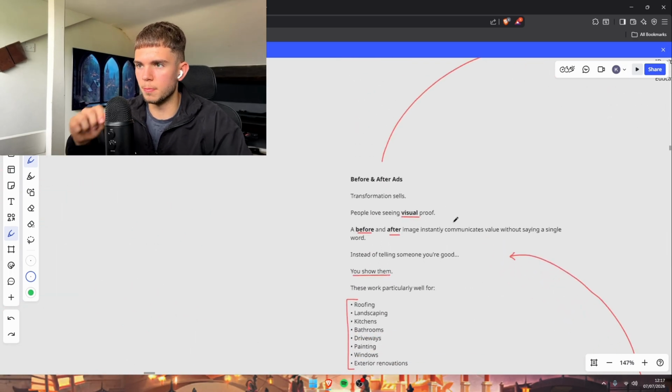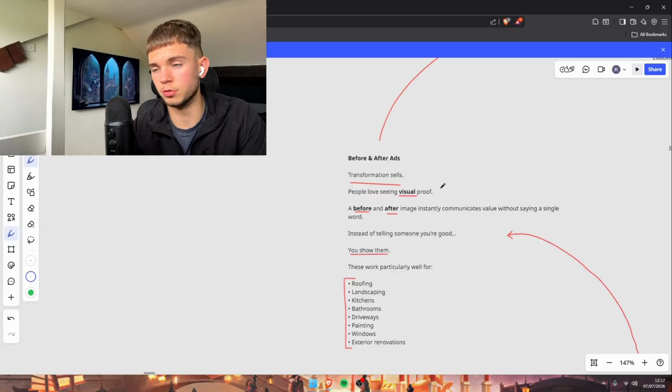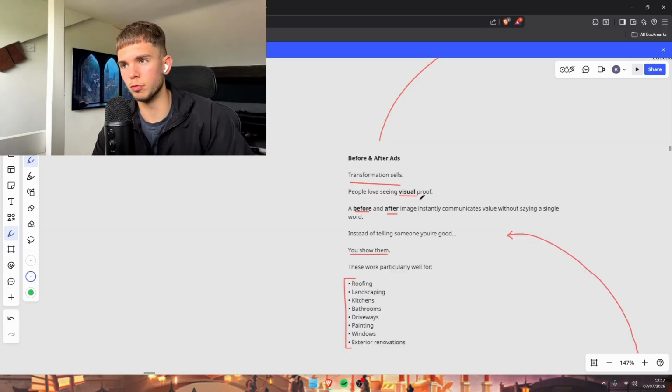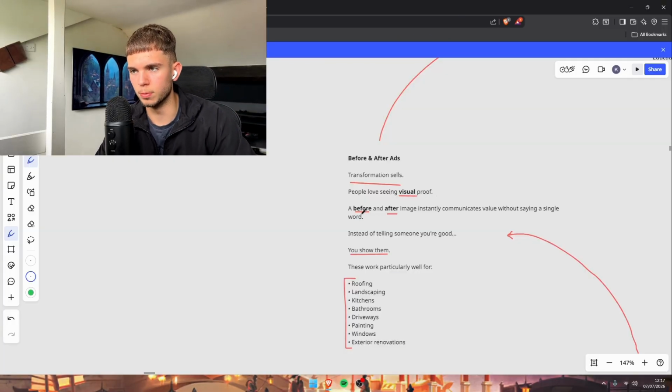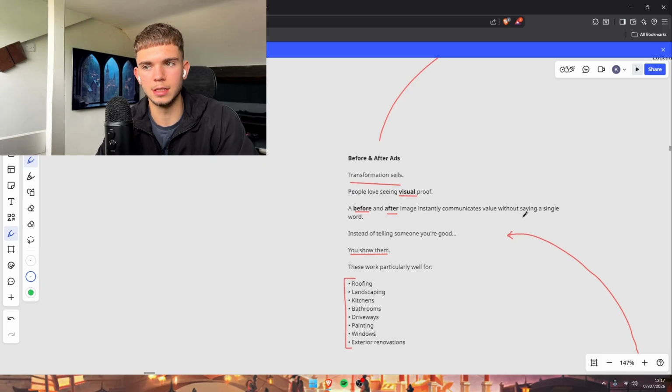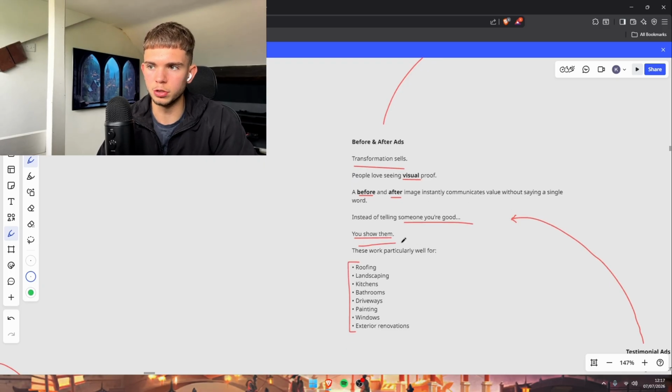Now, we've also got before and after ads, so transformation does sell. It can work really well. People love seeing visual proof. A before and after image instantly communicates value without saying a single word. Instead of telling someone you're good, you show them.